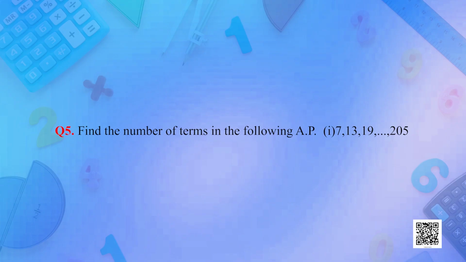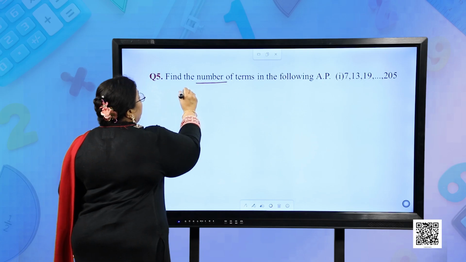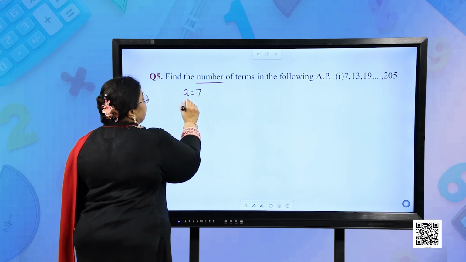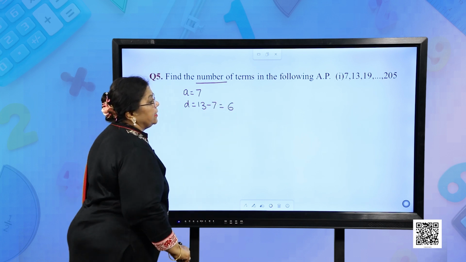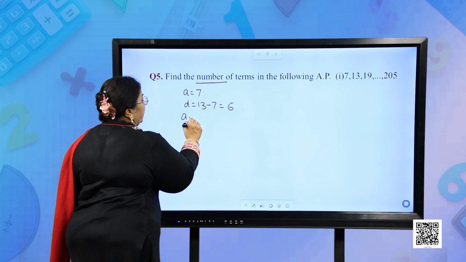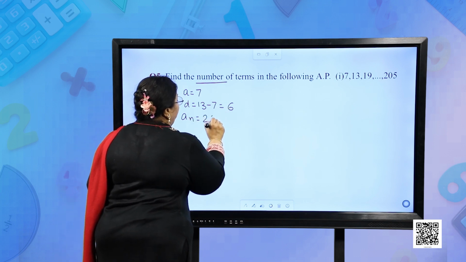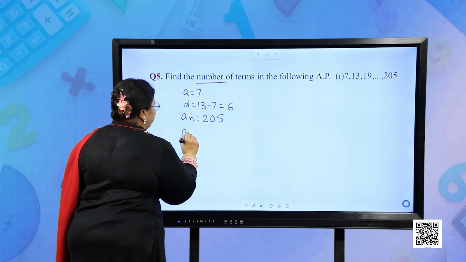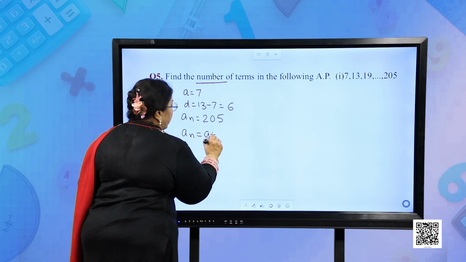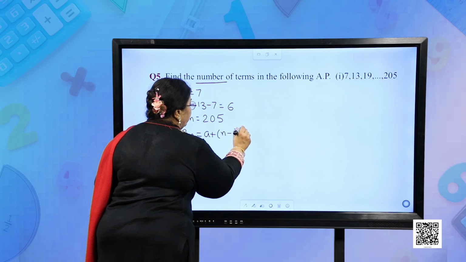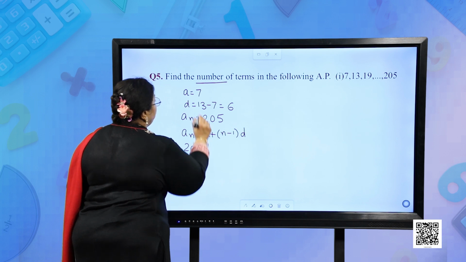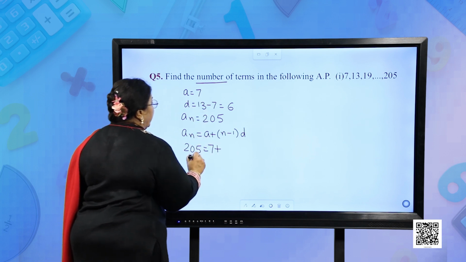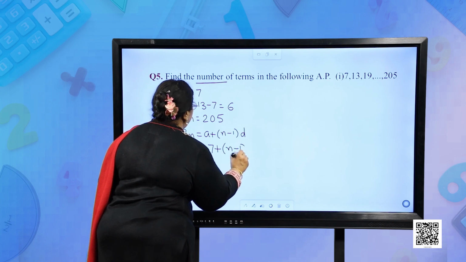Okay. Find the number of terms in the following AP. Here I am supposed to find the number of terms. So, what is A? 7. What is D? Second term minus first term, I think it is 6. And what is An given? An is equal to 205. So, we have the formula with us. An is equal to A plus n minus 1 into D. So, An is 205 is equal to, let us substitute the values, 7 plus n minus 1 into D.